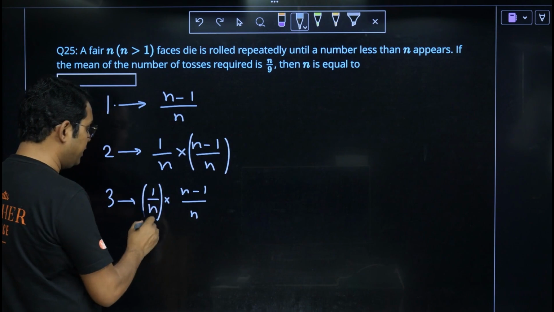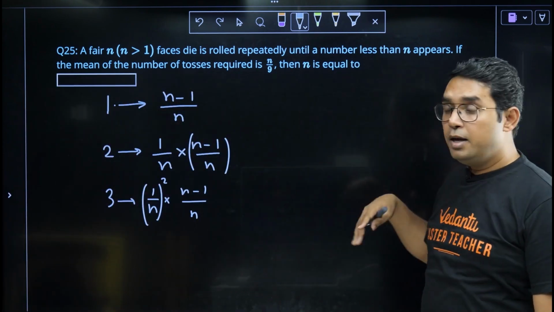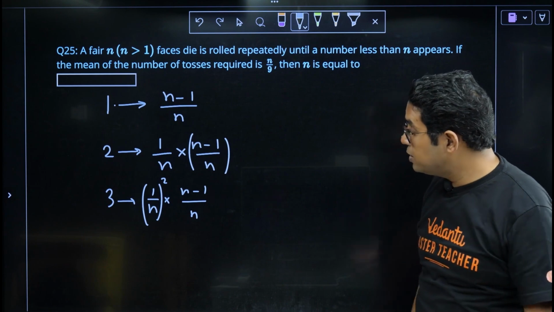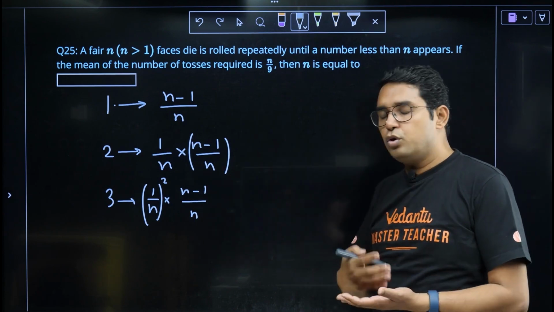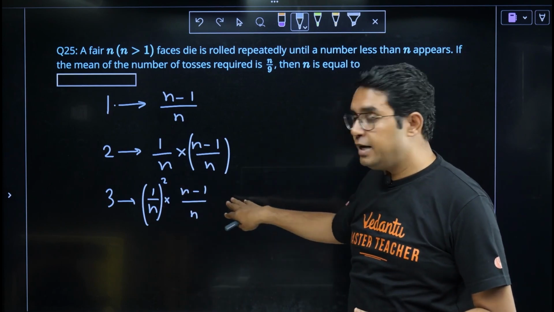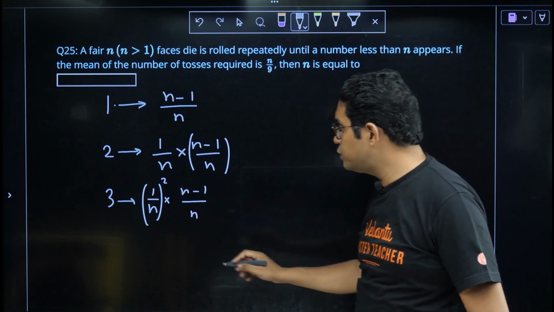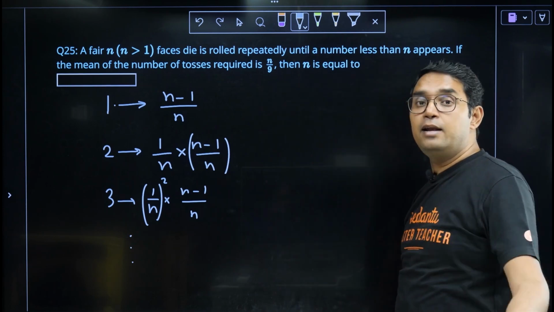In fact, here there will be a square, because if you are getting a number less than n in 3 throws, that means my first 2 throws should be n and n, whose probabilities will be 1 upon n into 1 upon n, and then it will be n minus 1 upon n, like this. Okay, and so on. Now this can keep on going till infinity.